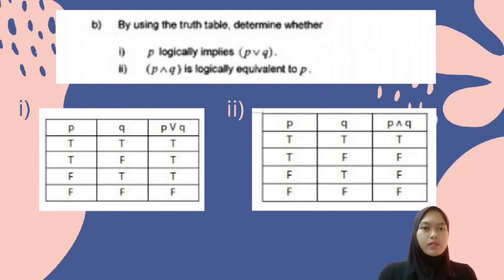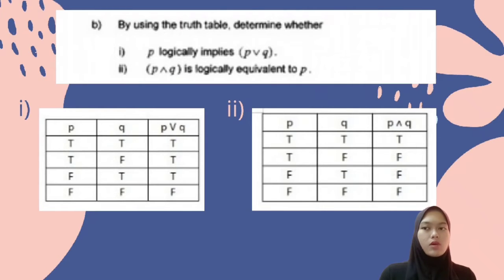Next, for the example 2 Roman, the question asks whether P in conjunction Q is logically equivalent to P. Same with the first question. Draw a table with 3 columns and put the P, Q, and P conjunction Q in each column. Then fill the table in P and Q with the possibilities true true, true false, false true, and false false.